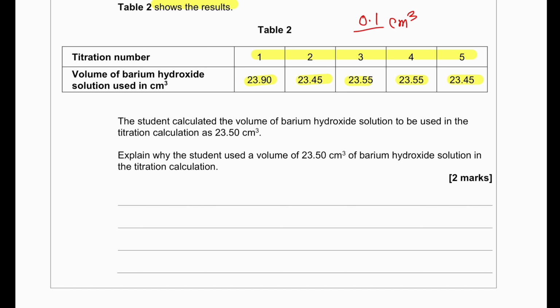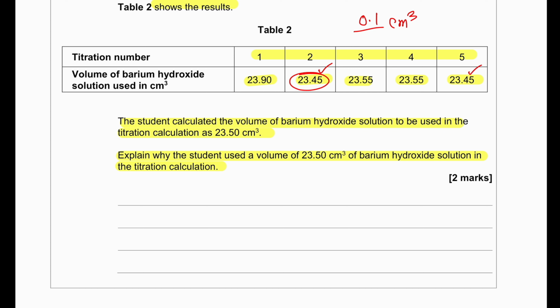The student calculated the volume of barium hydroxide solution to be used in the titration calculation 23.50. Explain why the student used a volume of 23.50 barium hydroxide in the titration calculation. So the student actually, here we can see, has averaged. Since the student got the same result repeated twice, the student can choose one of those results.